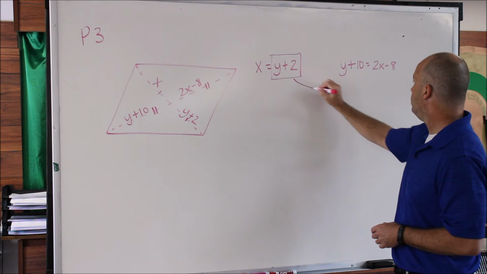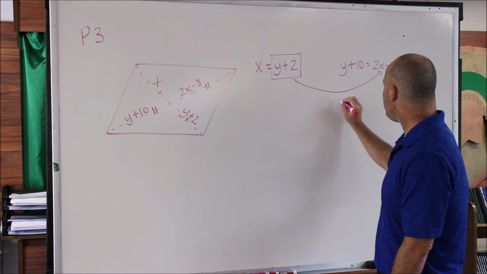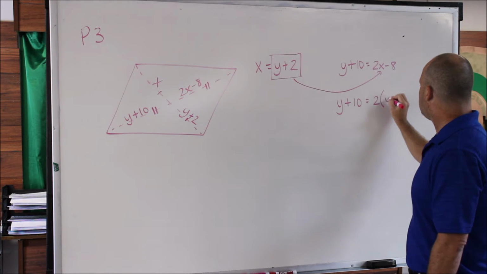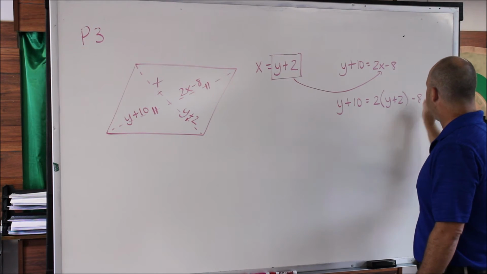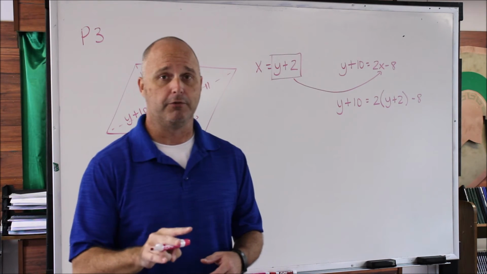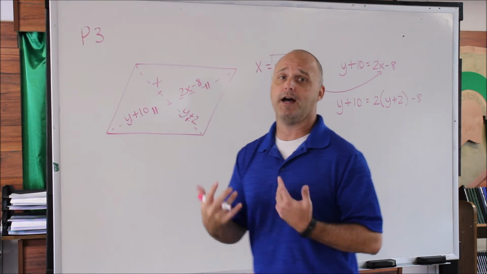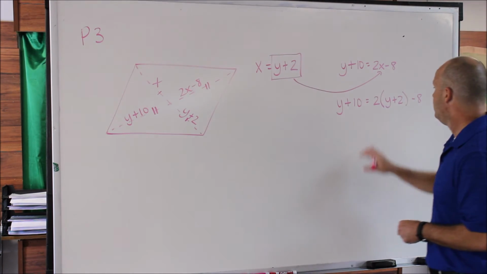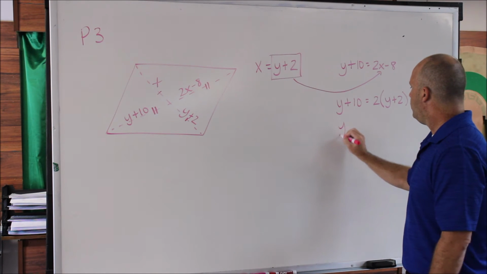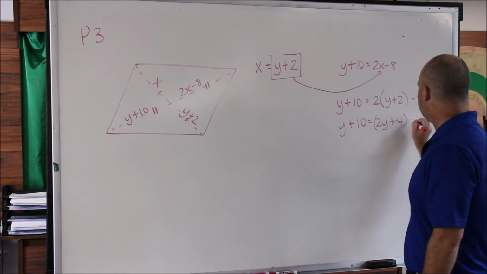So that's exactly what we're going to do. We're going to replace that x with the y plus 2. That's then going to give us y plus 10 equals 2 times y plus 2 minus 8. And again, the reason we do this is we can't solve an equation with two unknown variables. But once we have an equation with just one variable, we can isolate that variable and solve for it. So we're going to distribute this 2 through. We get y plus 10 equals 2y plus 4 minus 8.